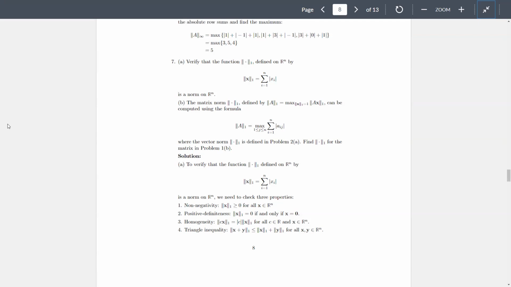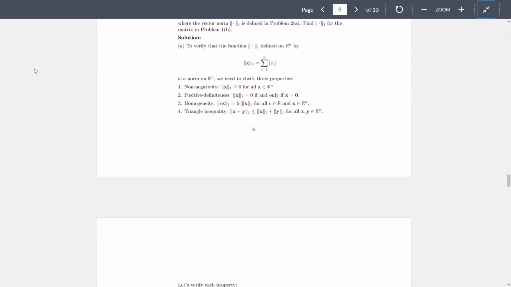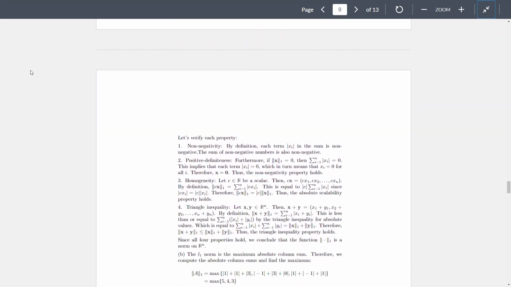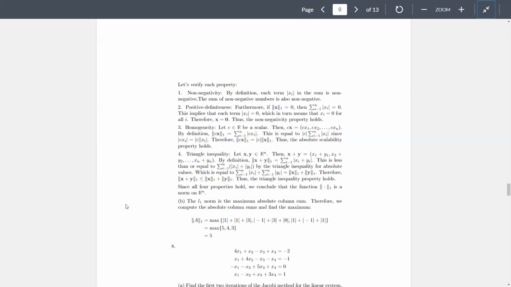But in your written solutions, you don't need to write down the definitions first. You can just go ahead and check all the properties one by one, the first property, second property, third property, fourth property. You can just write down this part in your solutions. You don't need to write down the definitions first.